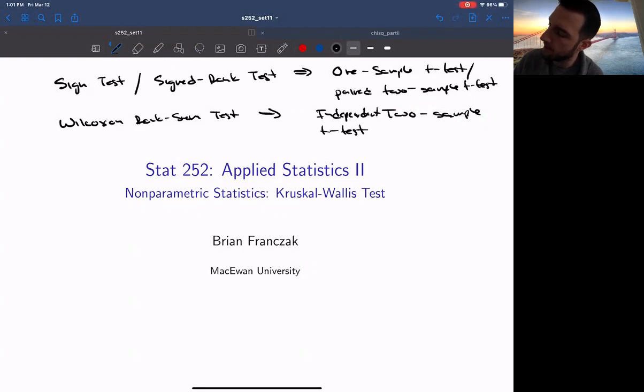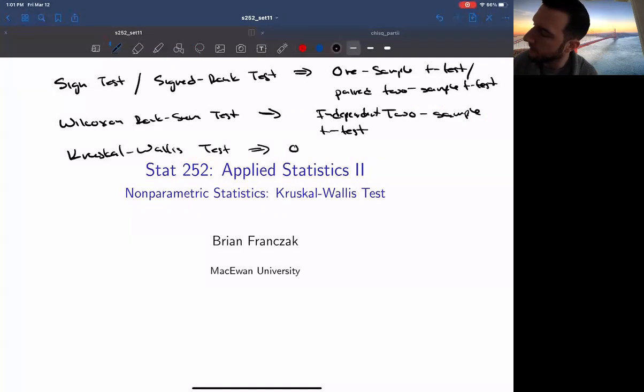Okay, and then we have what we're studying today, which is the Kruskal-Wallis test. And this is the alternative to the one-way ANOVA.